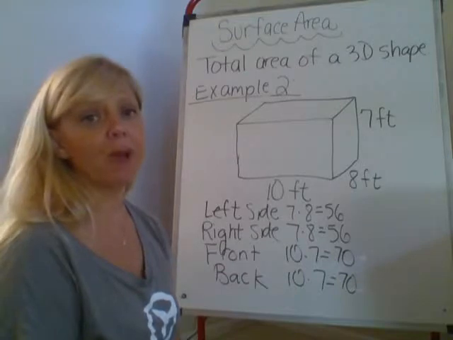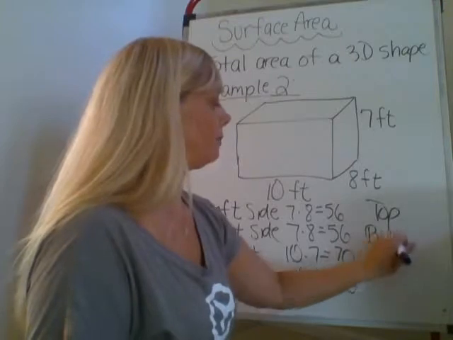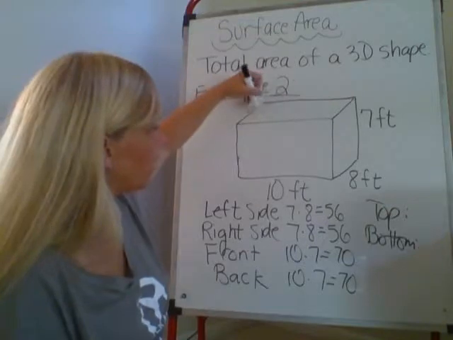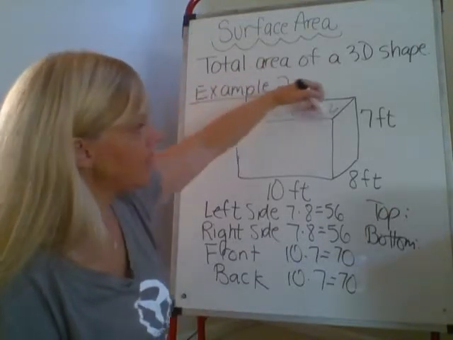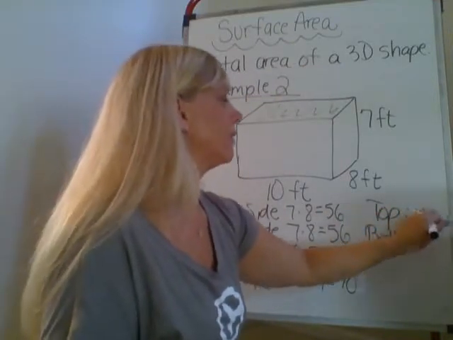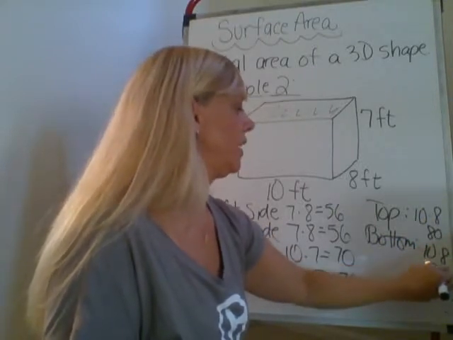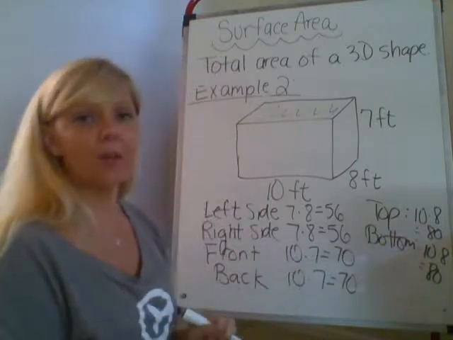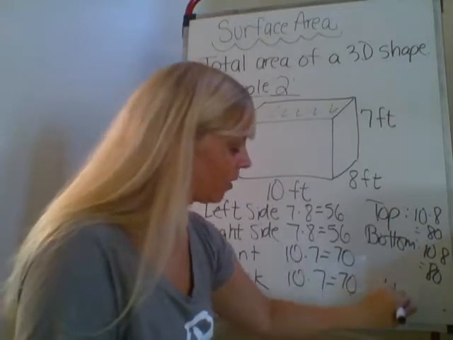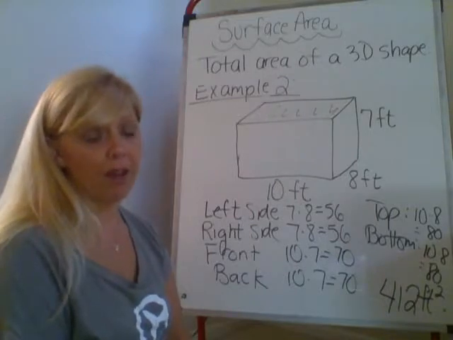All right, so that only leaves my top and my bottom pieces, and I'm running out of room. Top, bottom. Okay, so my top piece right here, if we can look at this for a second, the length is 10 and the width is 8. All right, so 10 times 8, which is 80, and 10 times 8, which is 80. And then I'm going to add all 6 of those numbers up. When I add them all up, I'm going to get a grand total of 412 feet squared.